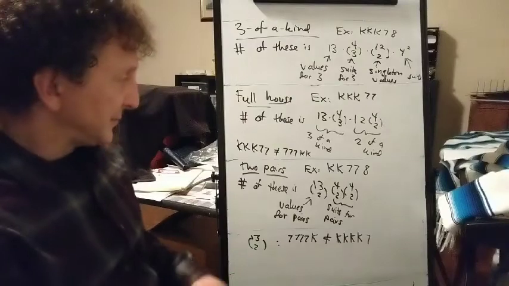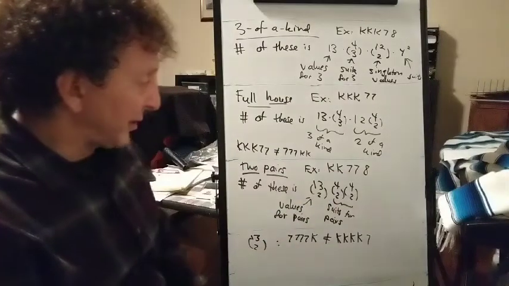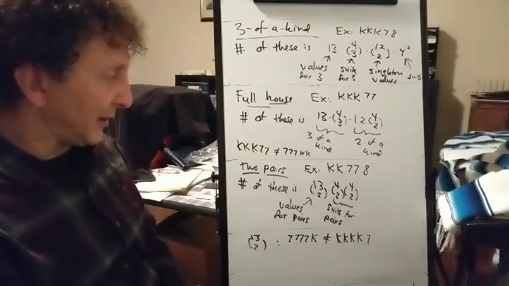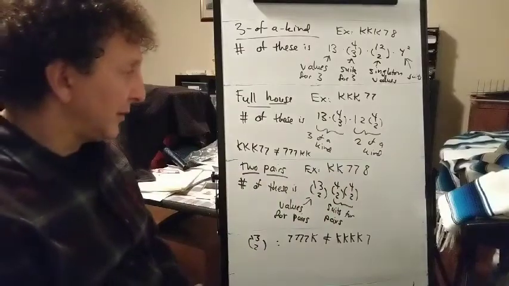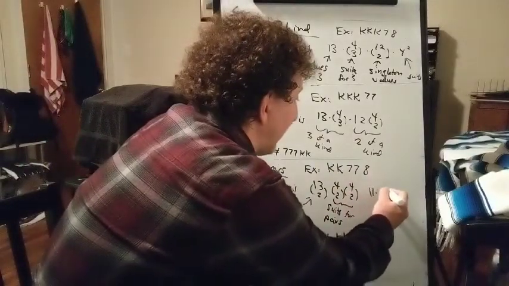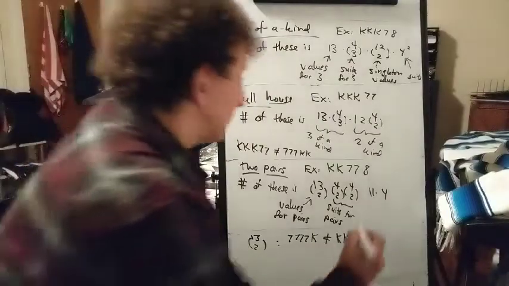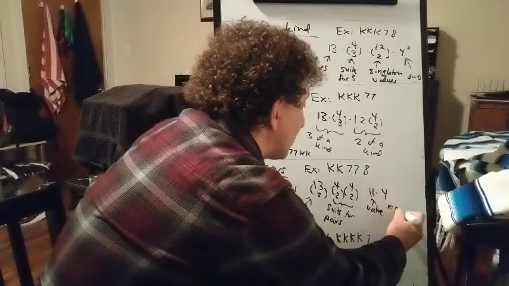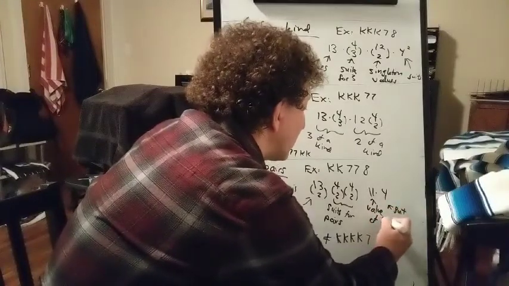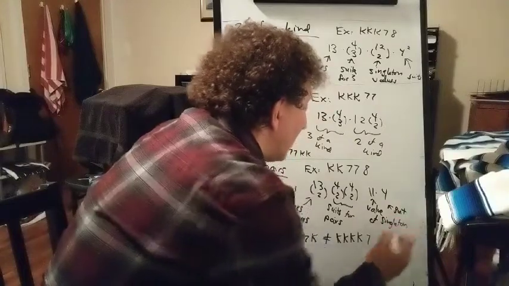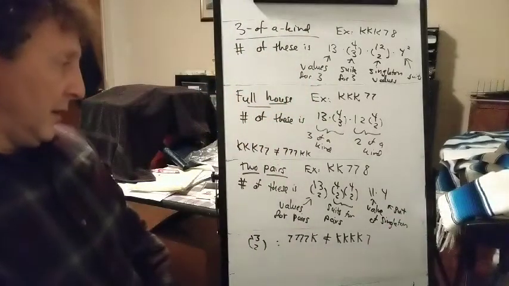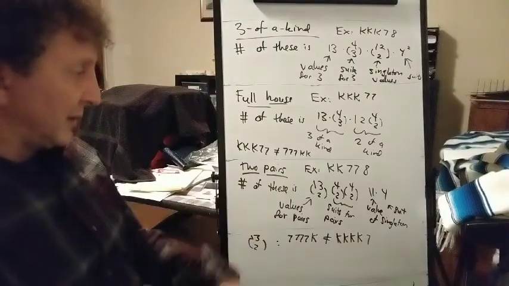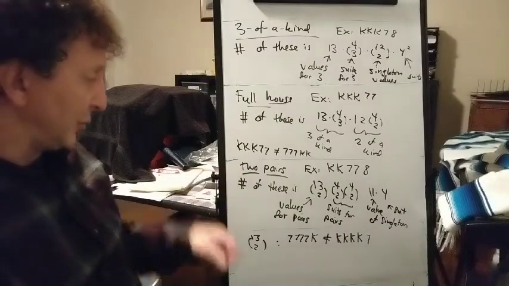All right, so finally, the last card has one of the 11 values left, because there's 13 values and we just used 2 of them for the 2 pairs. So there's 11 values and then 4 possible suits. So 13 choose 2 times 4 choose 2 squared times 11 times 4 is the number of poker hands that are 2 pairs.